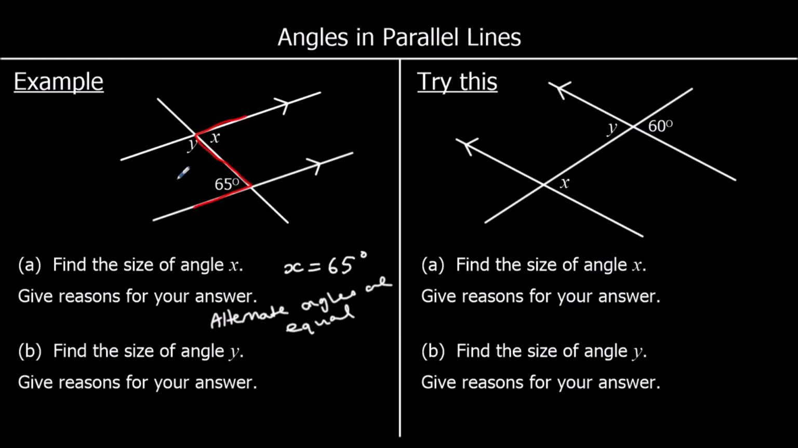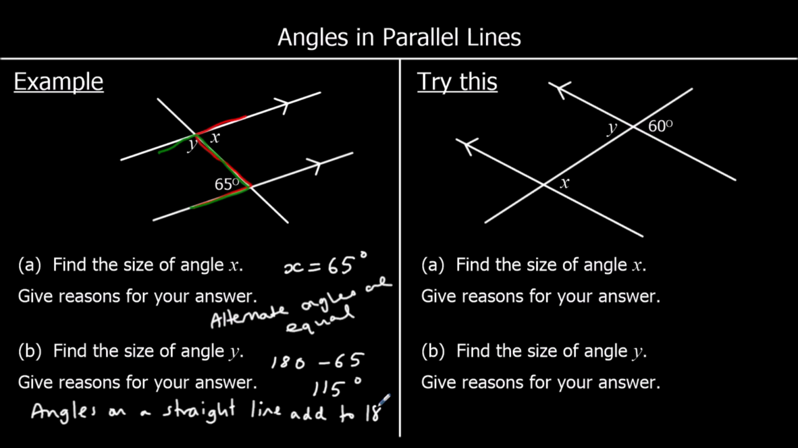How about angle y? So we can either say it's on a straight line with x, or it's co-interior with this 65. So either way, it's going to be 180 take away 65, which is 115 degrees. And then you can either put angles on a straight line or co-interior angles add to 180 degrees.